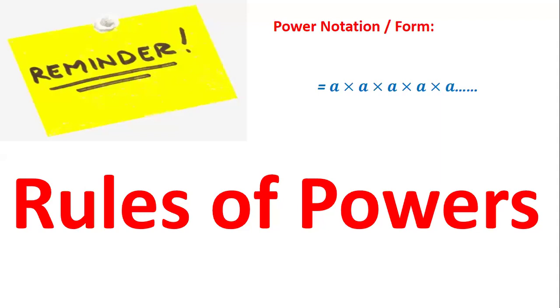As a reminder, the power notation or the power form is a to the power n. So to write a power, we always write a to the power n, where a is the base and n is the exponent. It came from a repeated multiplication sentence, a times a times a times a times a.